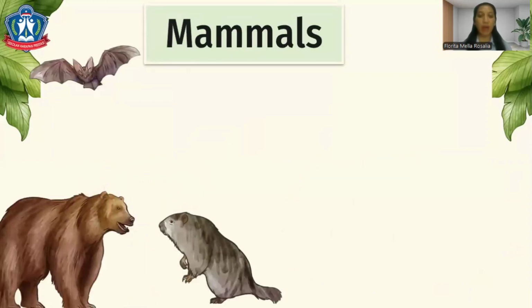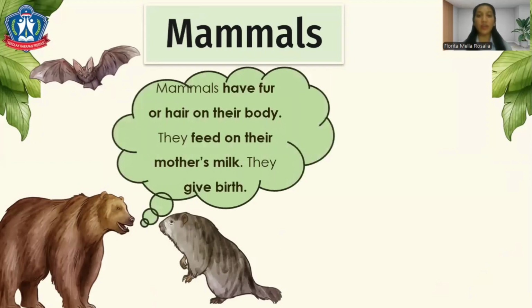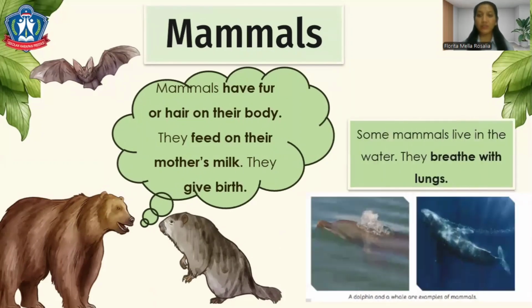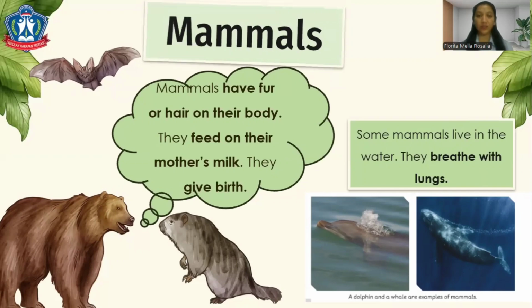Now, mammals. Mammals have fur or hair on their body. They feed on their mother's milk and they give birth. Some mammals live in the water. They breathe with lungs. A dolphin and whale are examples of mammals that live in water.